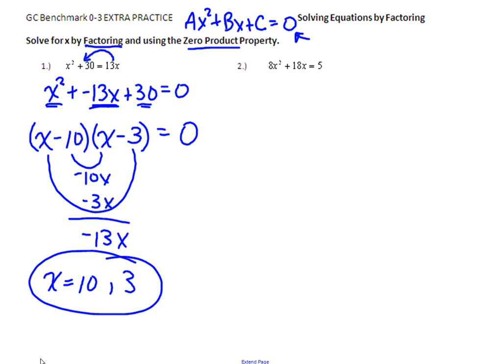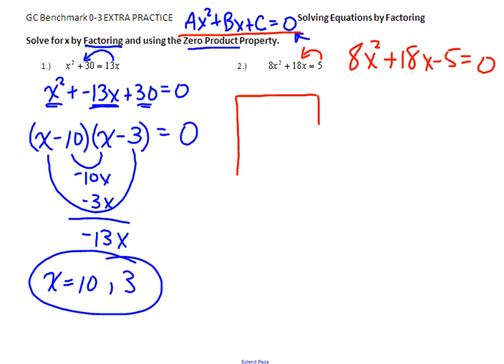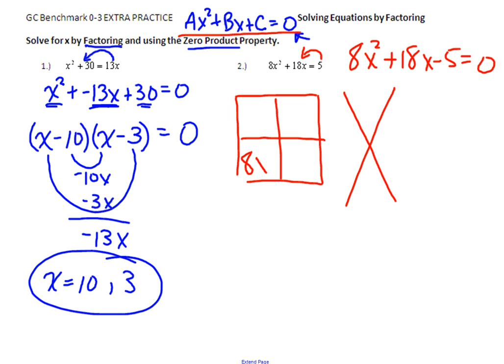Second problem, now because the coefficient of the x squared in the second problem is 8, we're going to have to go through that whole box process anyway. So I'm going to rewrite this first of all. 8x squared plus 18x minus 5 equals 0. So I'm just going to bring the 5 over there so I have it in standard form. And then make my box, so my x squared, first term, right there. -5. Don't forget the negative right there.